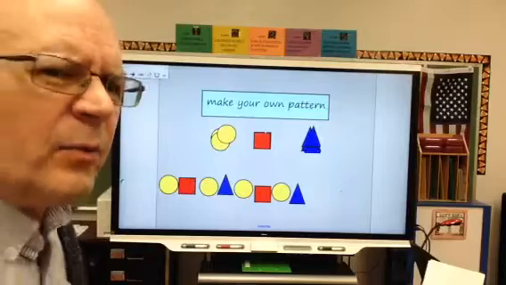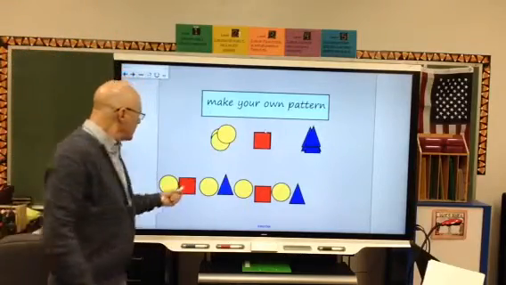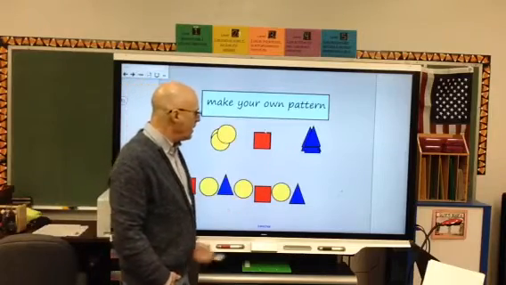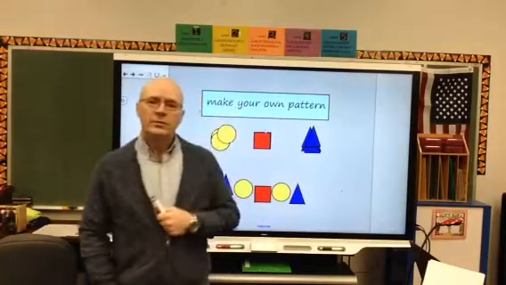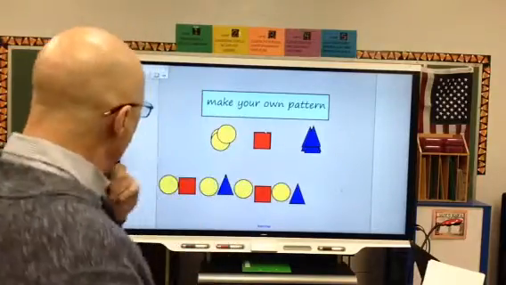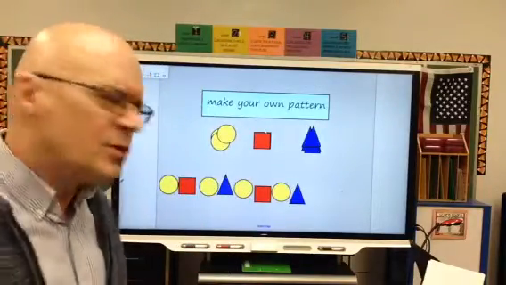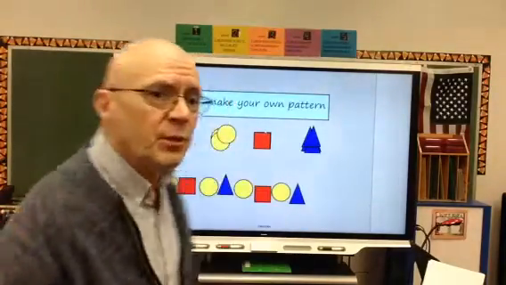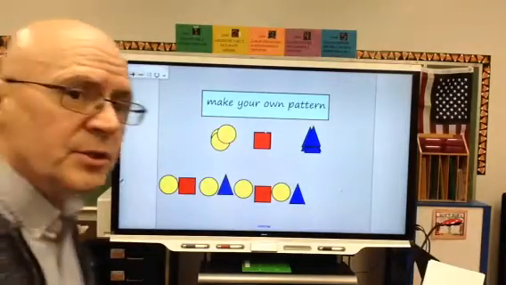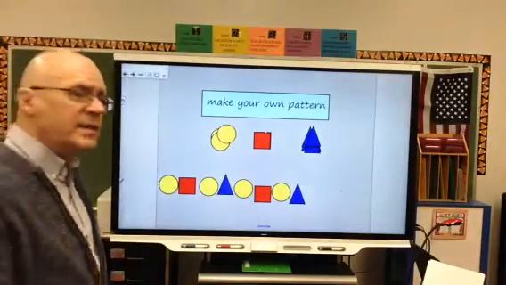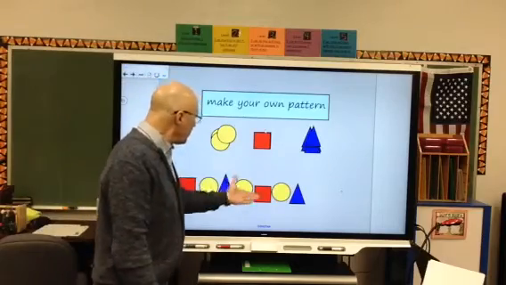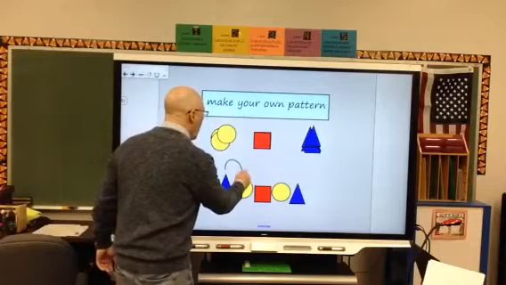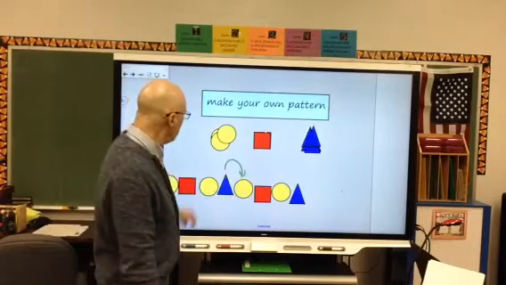So there's my pattern. What do I have here? Circle, square, circle, triangle. Circle, square, circle, triangle. What would come next? We've got to go back and look and see what happens right after the circle. Does anything have two in a row? Are there two circles in a row, or two triangles, or two squares? No, I don't see that, do you? So let's look back and see what comes right after triangle. Oh, it's circle, isn't it?